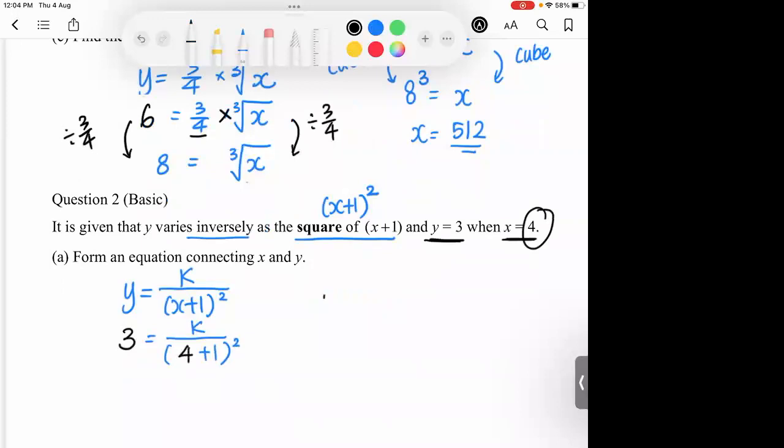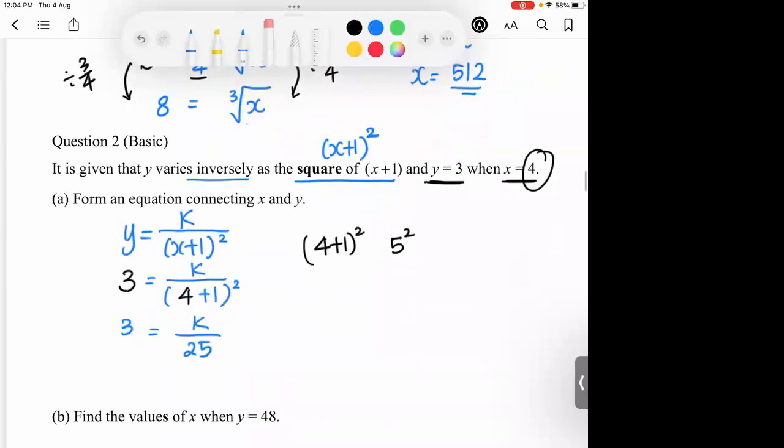Okay, so I have 4, plus 1 becomes the number 5. Then I square the whole thing. That will give me the number 25. So I have k over 25, here is the number 3. How to find the value for k? This one is divide by 25. So how to get rid of 25? I times 25.